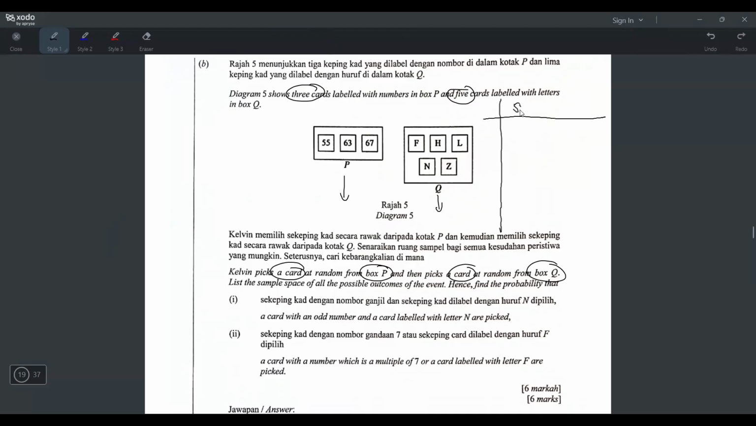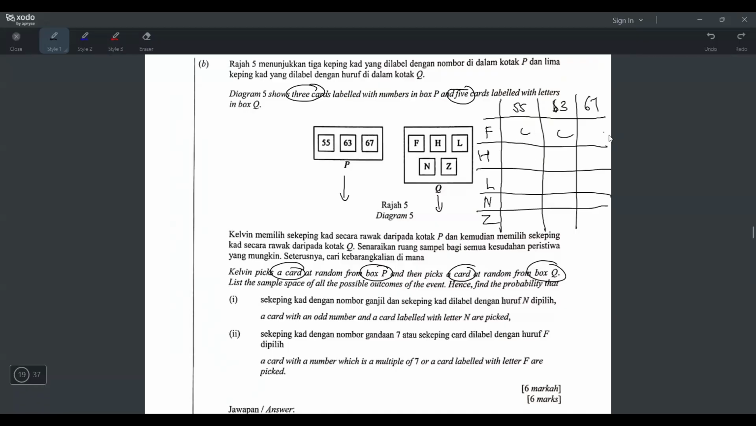So in box P, you have 55, 63, 67. That's box P. And then for box Q, we have F, H, L, N, Z. If you count how many boxes here, there should be 15. Every one of these boxes represents one of the 15 possibilities. For example, this box represents 63F, but it's also possible 67F, 55H, and so on. Because 3 times 5, in total there are 15 possibilities.